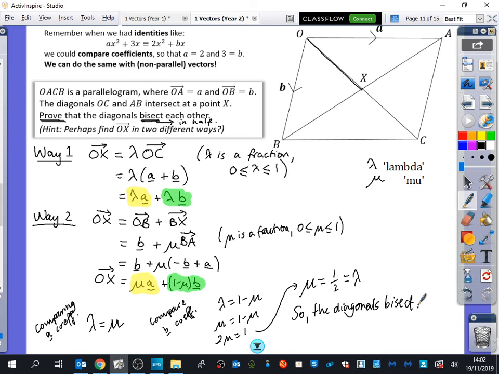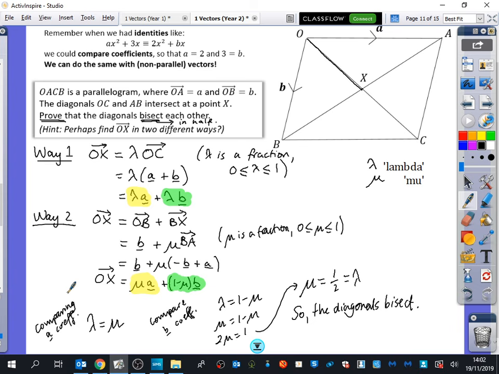Did everyone spot why it was 1 minus mu down here? Because I did it a bit quick. It's just the same thing, this bit expanded and then factorized, so it looks like this. This is a really neat trick for showing a proof of something with vectors. We're about to do the same thing. Oh, actually, I think I'm going to give you one to have a go at.